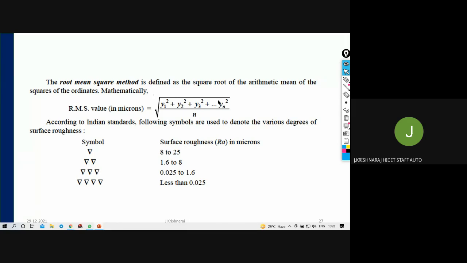In an engineering drawing, they never put direct values. They simply put notations, like symbols. If you have an inverted triangle symbol, then the surface roughness value for your producing component has to be 8 to 25 microns. They do not give any direct value. They simply put an inverted triangle on the diagram, which means you have to provide 8 to 25 microns. As the number of symbols increases, the value will vary accordingly. Yes, students?